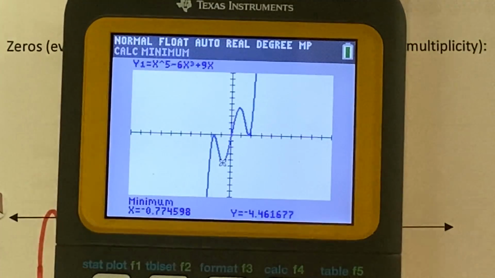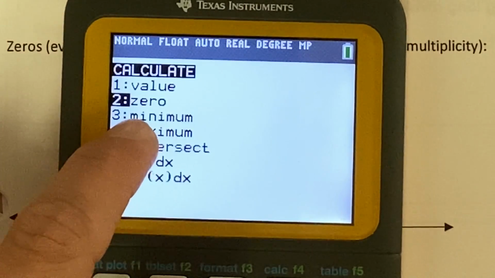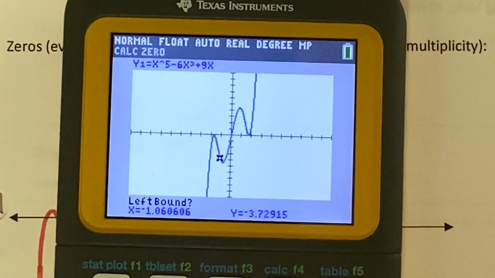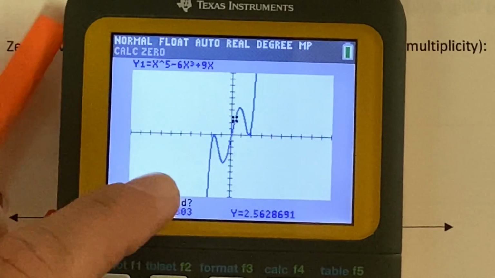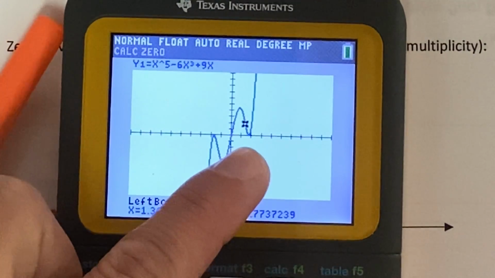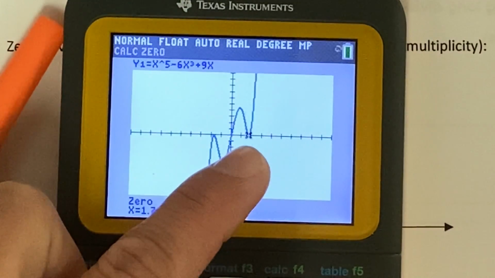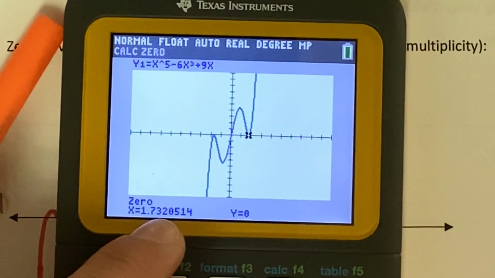Now, if you're wanting to find the zeros, second trace 0. And you have to go on the left and the right side of your 0. So here, let's find this guy over here. So I'm going to find this 0. So I'm going to go on the left side of it. And I'm going to move on the right side of it. And I'm going to hit enter. And it'll pop down there. And there is my 0.